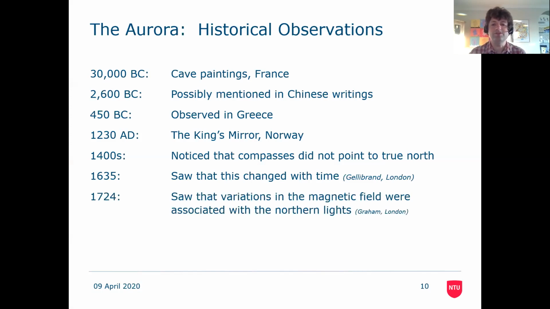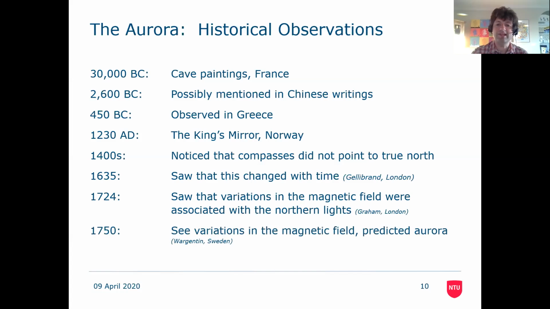Now, in 1724, researchers in London saw that variations in the magnetic field were associated with the northern lights. So changes in the Earth's magnetic field seemed to be related to the northern lights. And then this led to a prediction in Sweden. Variations in the magnetic field were observed, and the northern lights were predicted, and about an hour later they turned up. And that we believe to be the first successful prediction of the northern lights, or indeed any space weather phenomena.